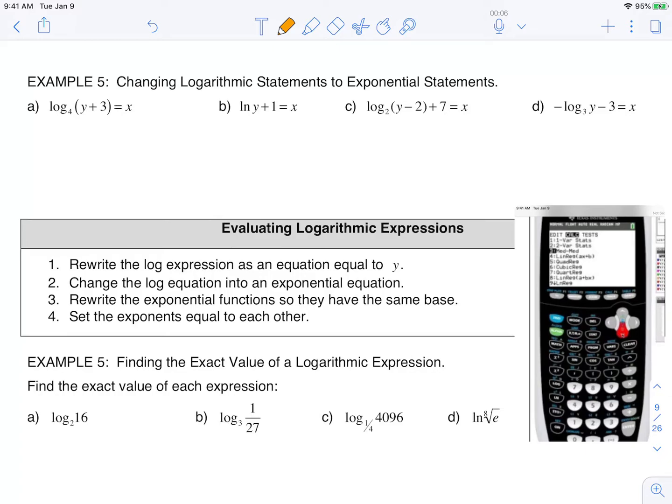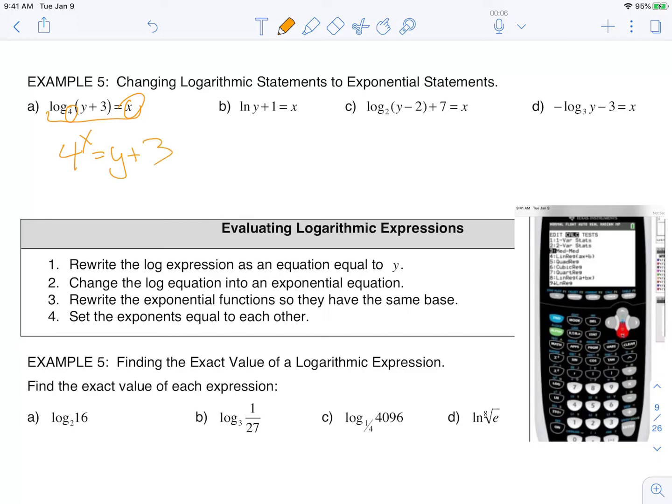All right, welcome back. So, again, we're only going to focus on the essentials. I will say though that knowing how to do something like this is important, but it's not on the final per se. But again, all this is about changing it from logarithmic form to exponential form. So again, this is your base. This is going to be your exponent. 4 to the x is equal to y plus 3.